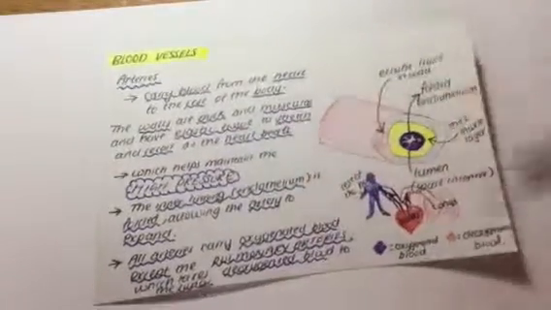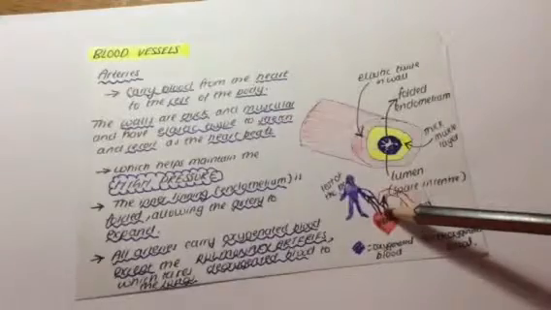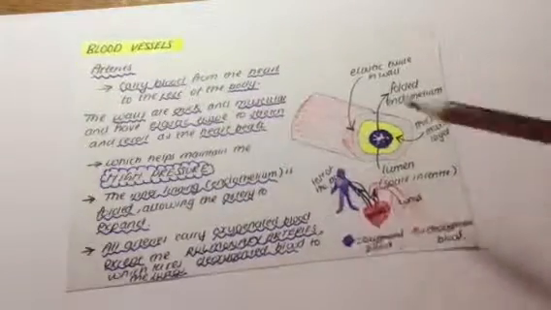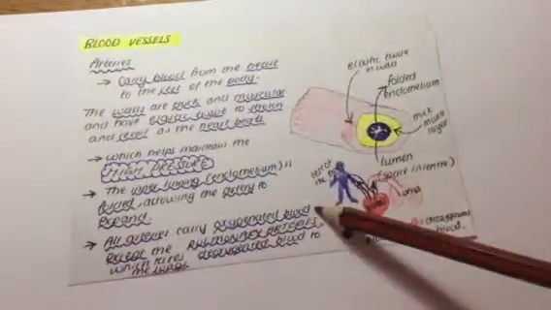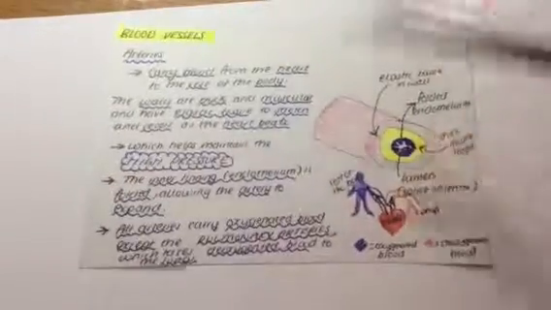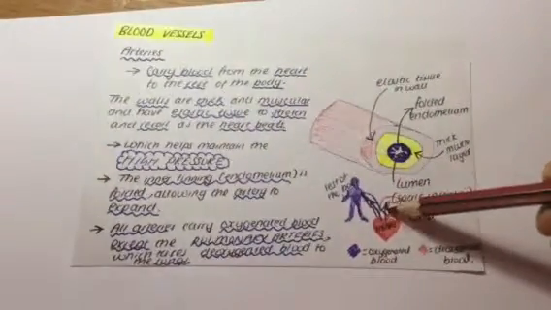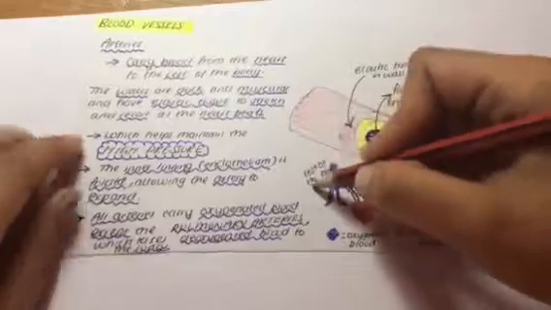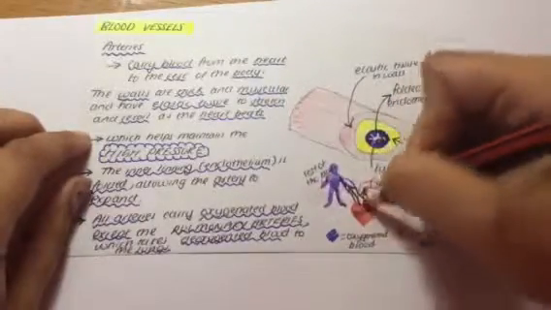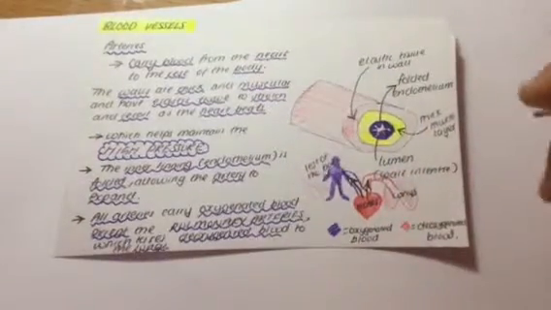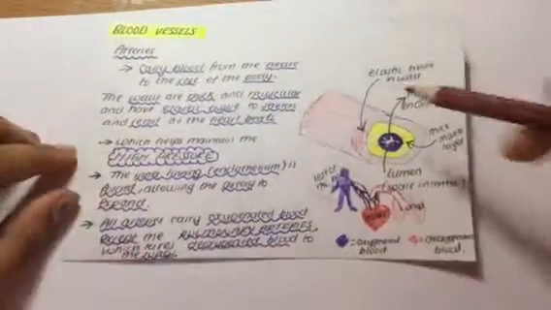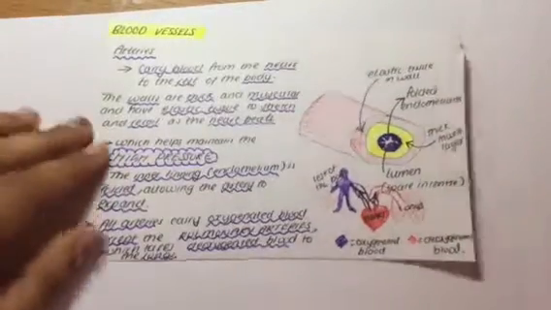Pretty much all arteries carry oxygenated blood to the rest of the body. However, the pulmonary artery is the only artery in the body that carries deoxygenated blood to the lungs. Everything else contains O2, oxygenated blood, going to the rest of the body, and the only other artery that does not carry oxygenated blood is the pulmonary artery, which carries it to the lungs.